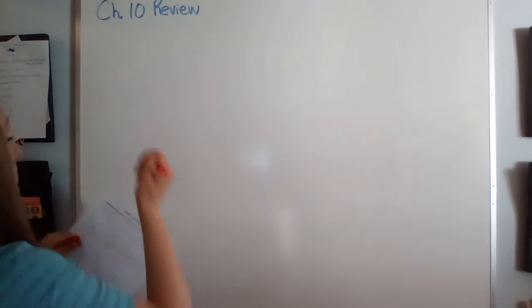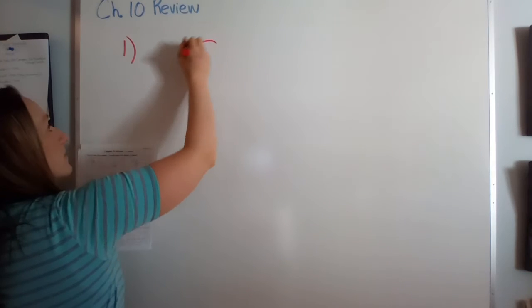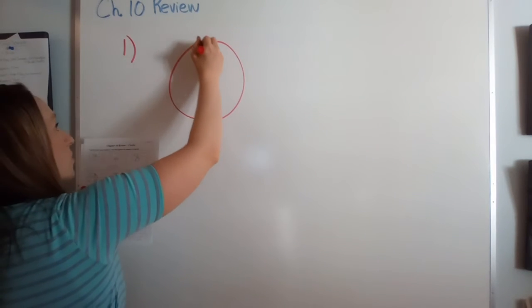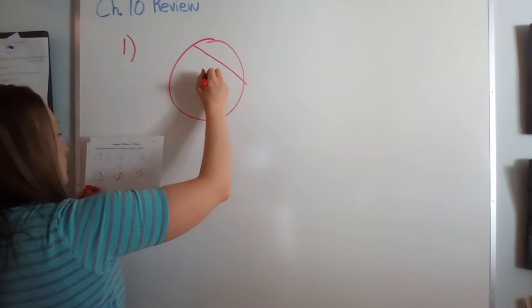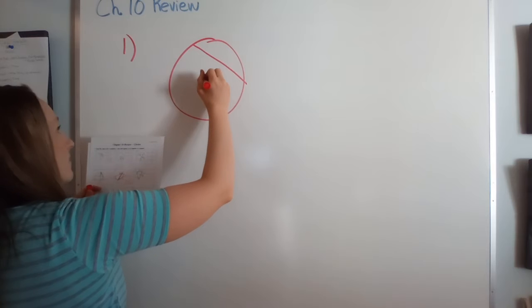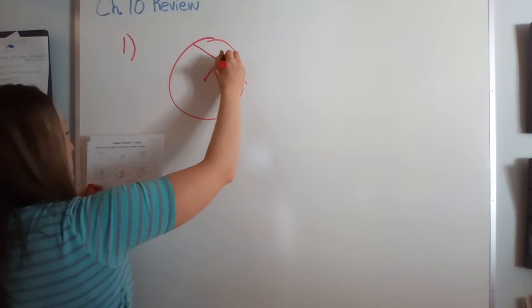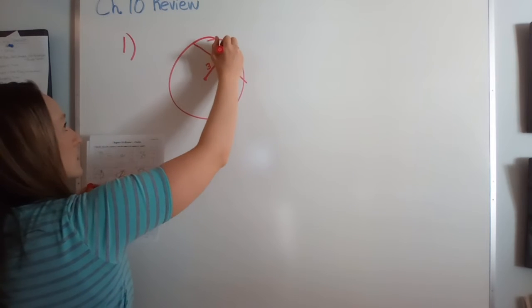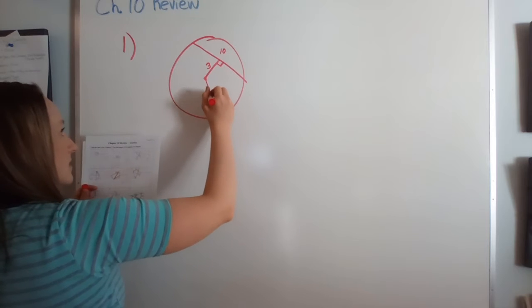Number 1, this always seems to trick people up. We have a circle. We have a chord. We have the center of the circle. We have a segment that's going perpendicular to the chord. That is 3. The chord was 10. And then you have your radius x.